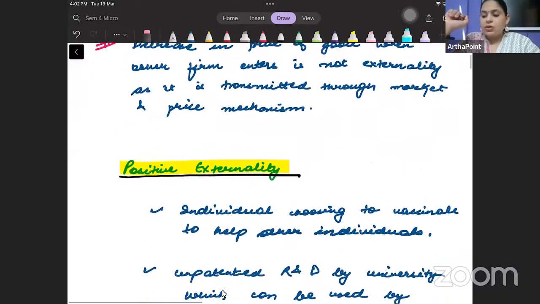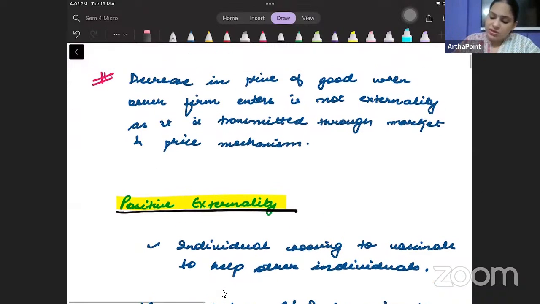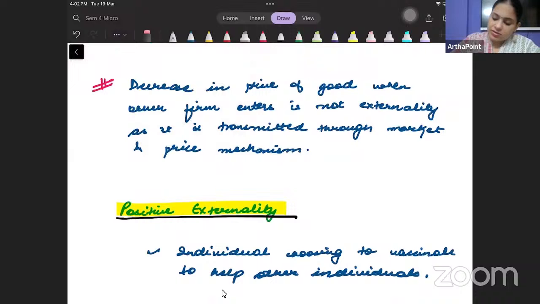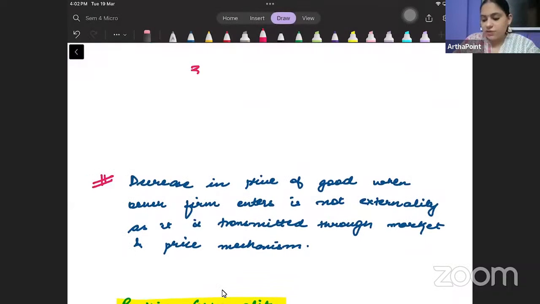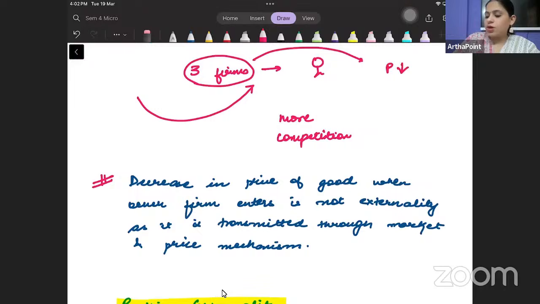Okay, now just try to see better. Suppose I ask you a simple question. Ki imagine beta that there are 3 firms in the market, right? I tell you there are 3 firms in the market. They are selling some product. Now I tell you that a new firm enters the market, due to which there is more competition in the market, due to which these existing firms have to lower the price of their product.